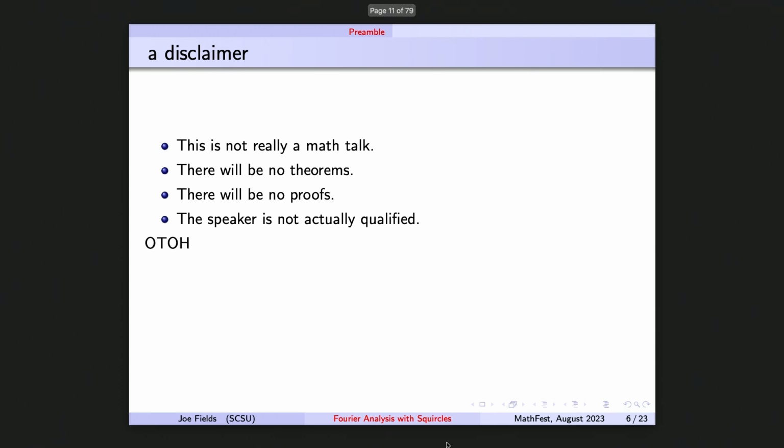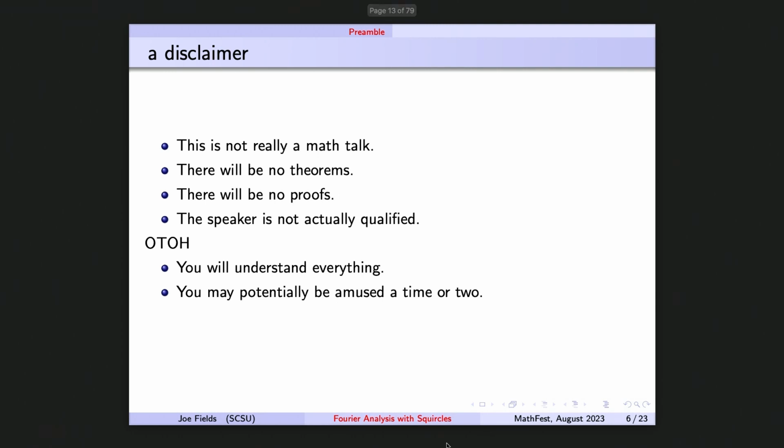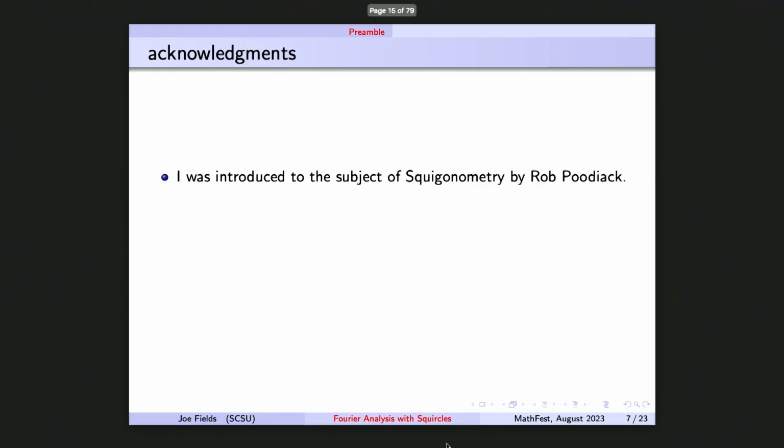But on the other hand, you're going to understand every single thing, I promise. It's going to be good. You may be amused. I don't know. I've been recently accused of having dad joke humor, so maybe you won't be amused anyway. But there will be good pictures anyway.